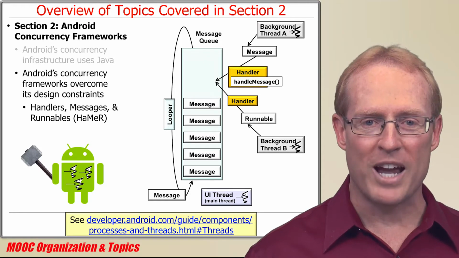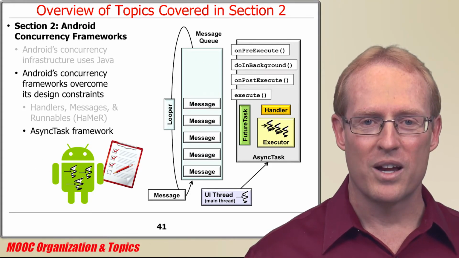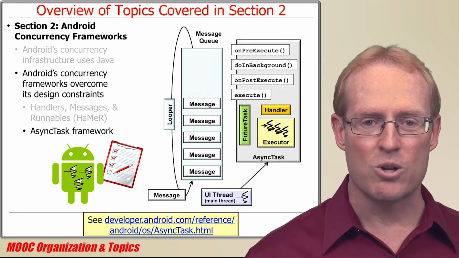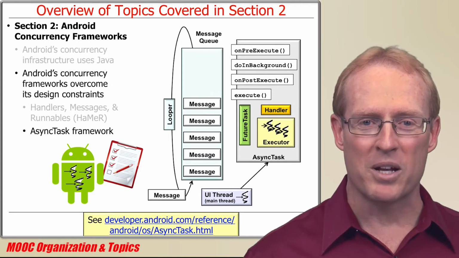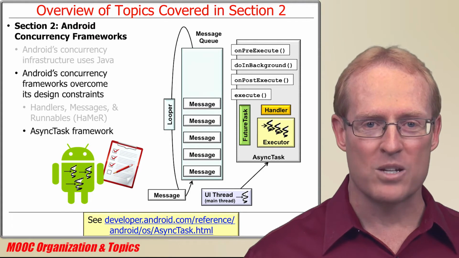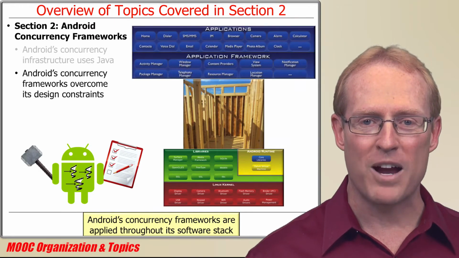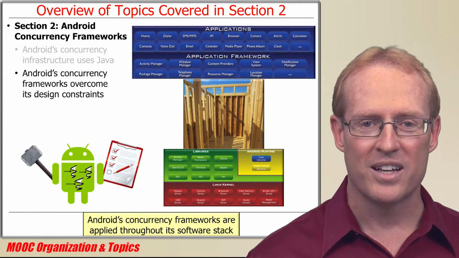Second, we cover Android's async task framework, which provides a more tightly connected set of classes that execute long-duration operations in one or more background threads and publishes their results to the user interface thread without manipulating threads, handlers, messages, or runnables explicitly. This section also describes how these frameworks are applied to portions of Android's middleware and packaged applications.